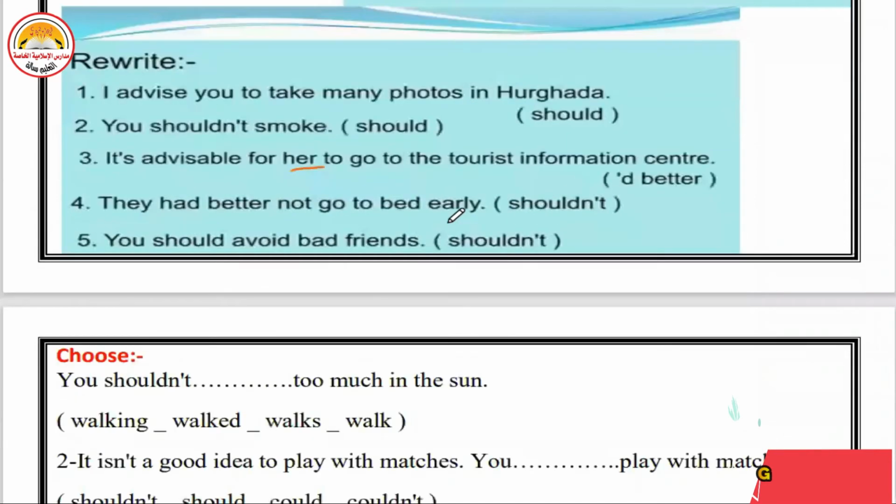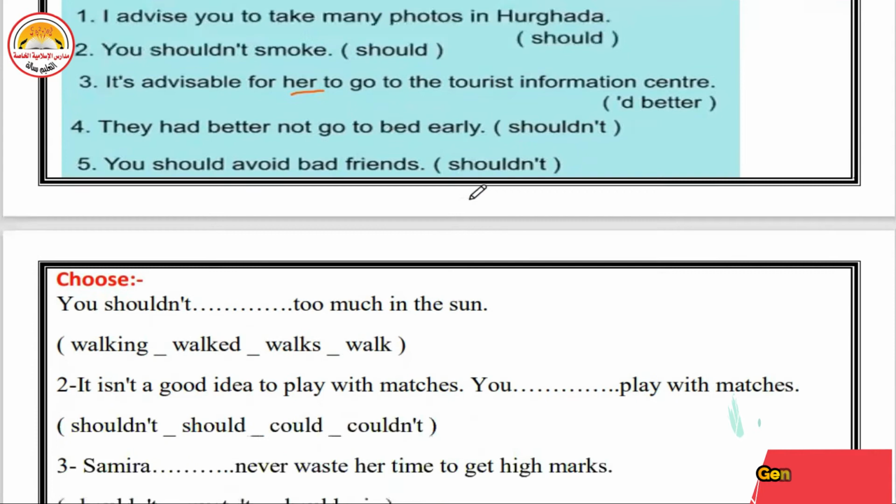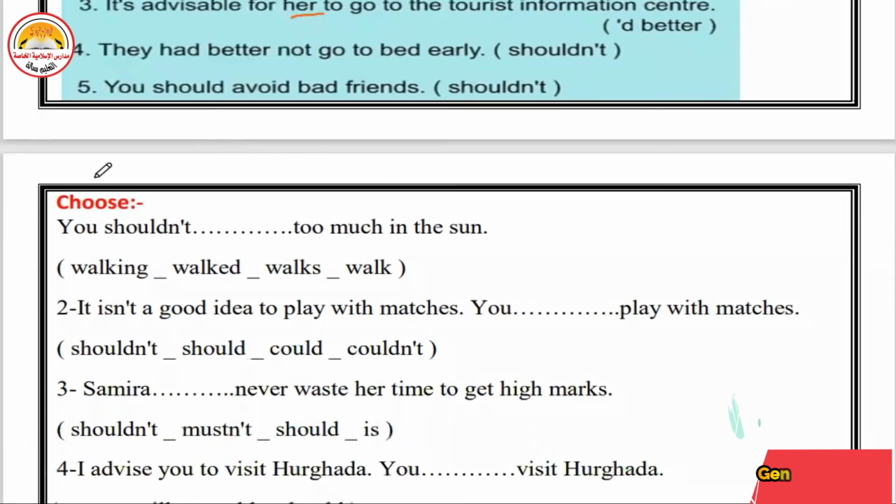Number four, they had better not go to bed early. Use shouldn't. Okay. They shouldn't go to bed early. Very good, Marwan. Yes. They shouldn't go to bed early. Okay, number five. Hamdi, you should avoid bad friends. Use shouldn't.